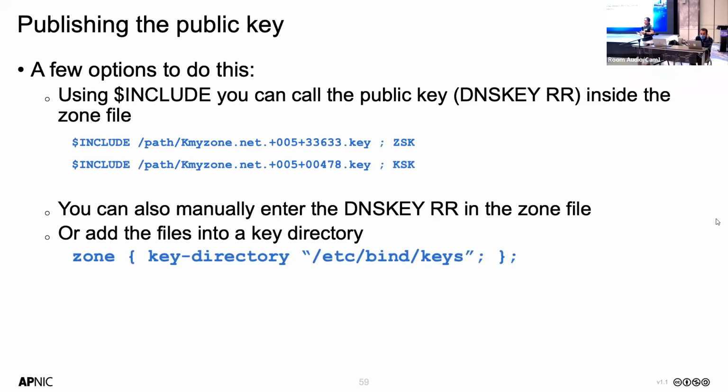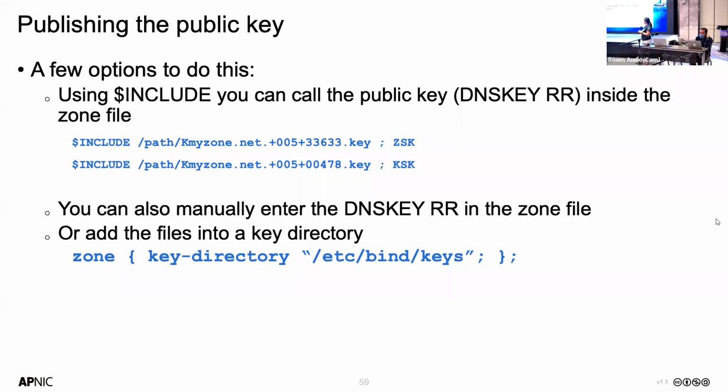So once you've generated the keys, these keys will be used for signing the zones, and you also need the public key to be published on DNS, so it's publicly available. So how do you publish the public key? You add it into your zone file.